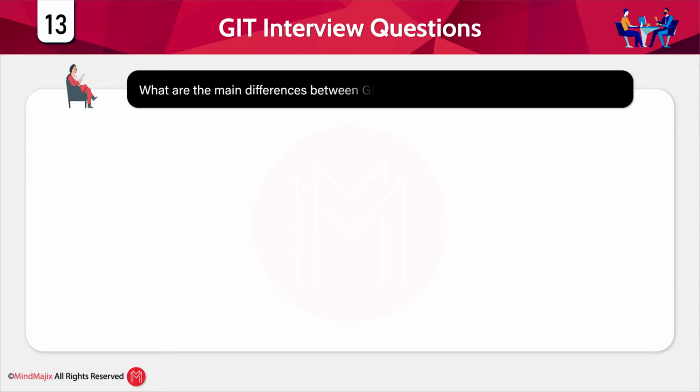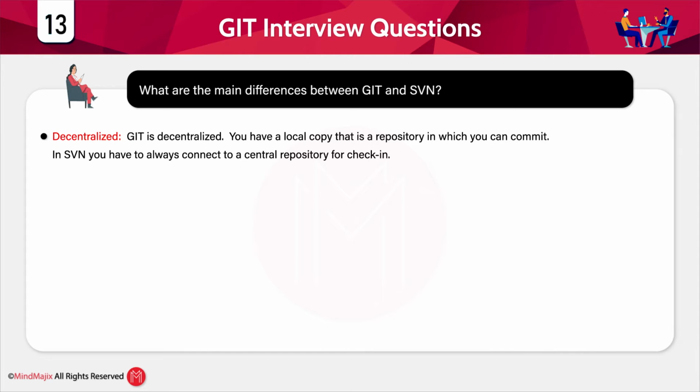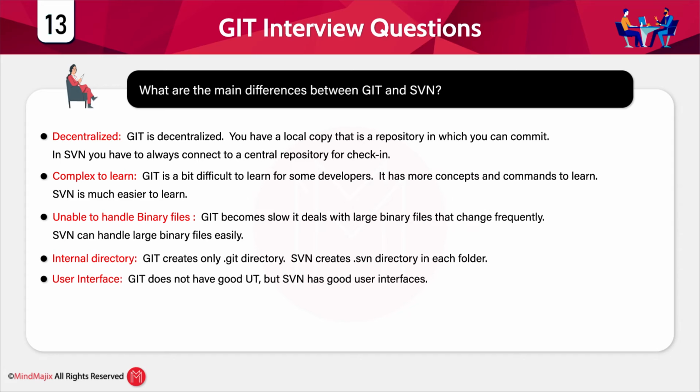What are the main differences between Git and SVN? Git is a distributed version control system. SVN is a centralized one, which we have already discussed. Decentralized, complex to learn, unable to handle binary files, internal directory, user interface. Git is the decentralized one.